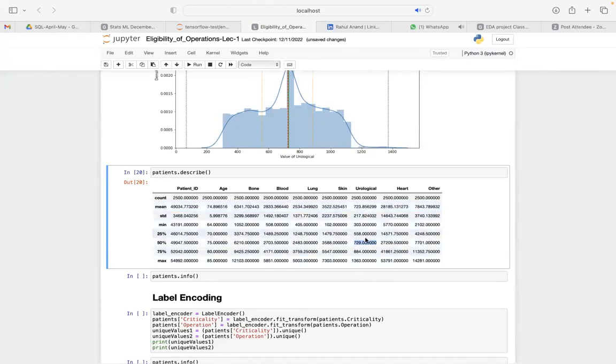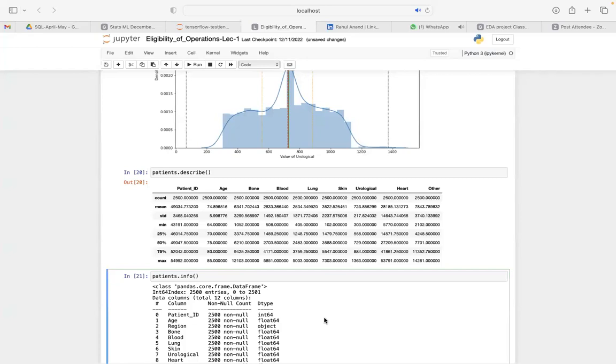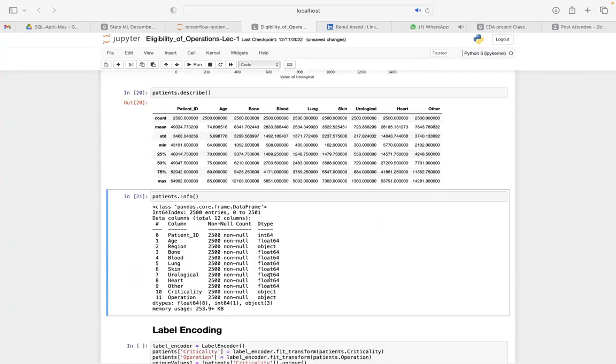So 723, 729. Now it is very much in line towards the mean and median comparison of the other variables, and rightly so, because we have replaced it with the median value. Now, if you want to get the information, there are no null values and everything, the data type. If you again want to change the data type of age from float to integer, feel free to do that.